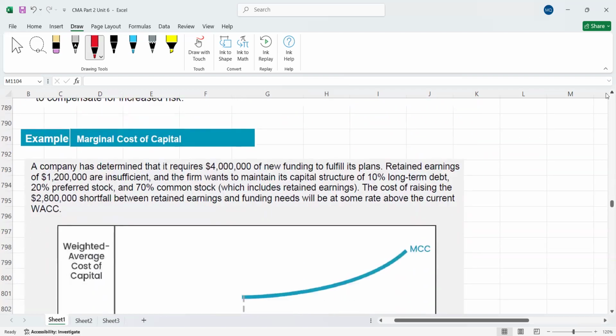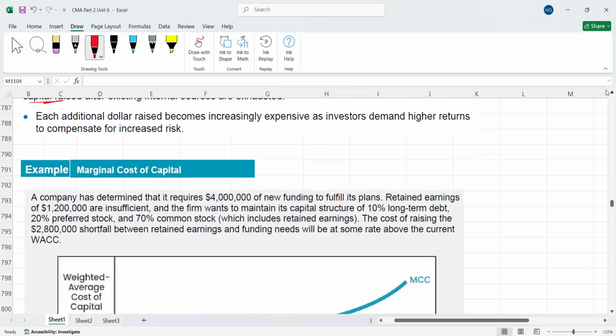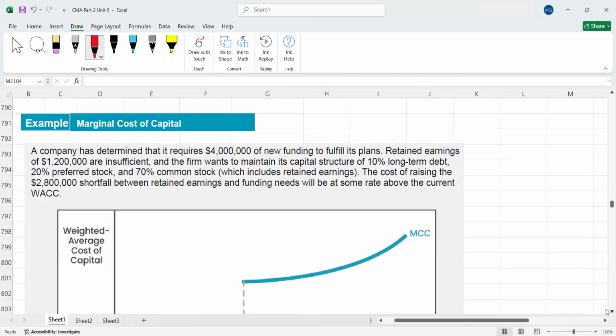It's just a simple example because whenever we raise additional finance, obviously it becomes expensive, as investors demand high returns to compensate for increased risk. Why? Because as we take a further loan, or if we issue common stock or preferred stock, obviously the company will become riskier, especially if you issue debt. And so the investors may demand high returns because they are taking high risk. So here we have a small example to understand the marginal cost of capital, and then we will see how to calculate it.